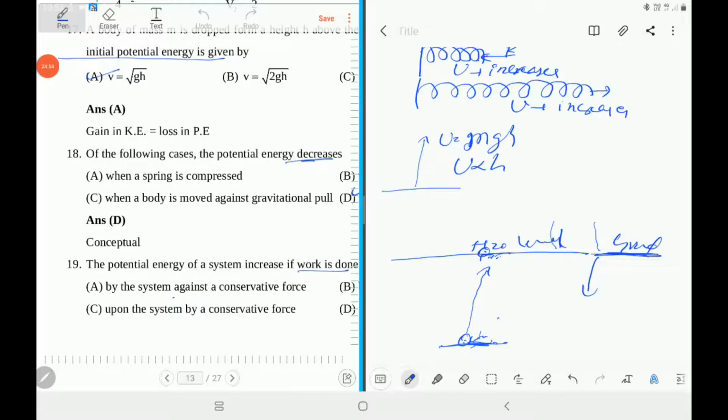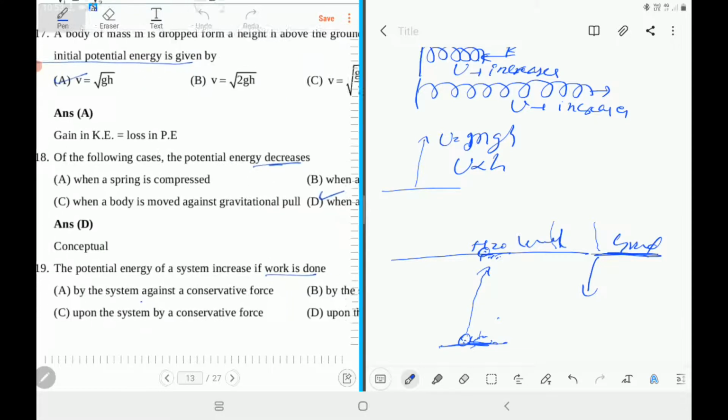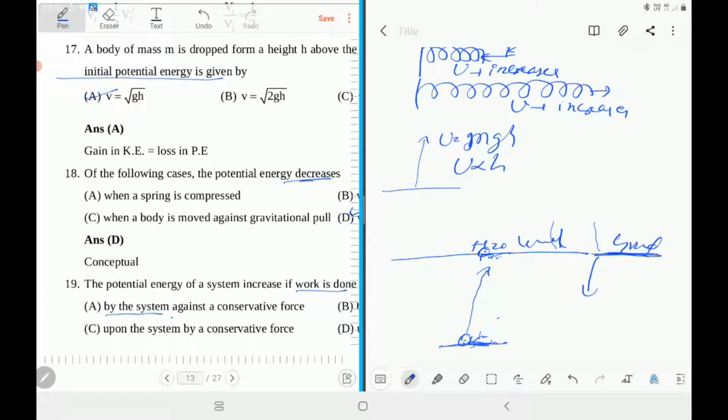So it's a conceptual idea. You need to remember potential energy of system increases if work is done by the system against conservative forces. You have learnt about conservative forces, where work done is independent of path followed. If work is done by the system against conservative forces, that work is recoverable.